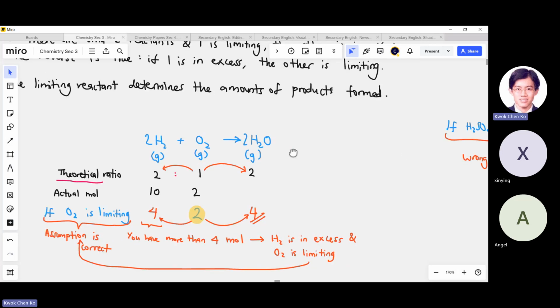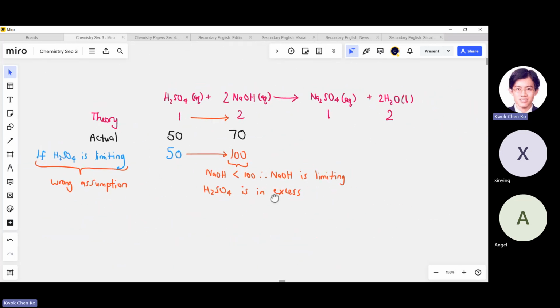Let's go to the other one. This one is a bit more, I won't say very complicated, just slightly more complicated. How many moles of products do I get? Now, who is limiting again? NaOH, right? So let me highlight that. I have 70 moles of NaOH. Be careful. Highlight the actual amount. Don't highlight the assumed amount. NaOH is limiting, right? So highlight this. I've actually 70 moles of NaOH.